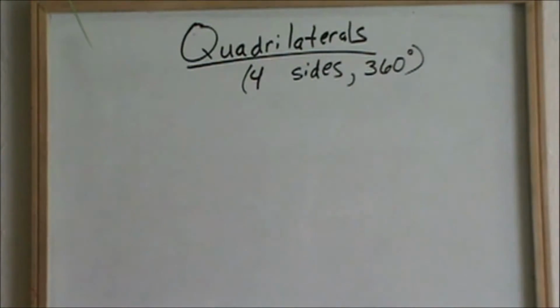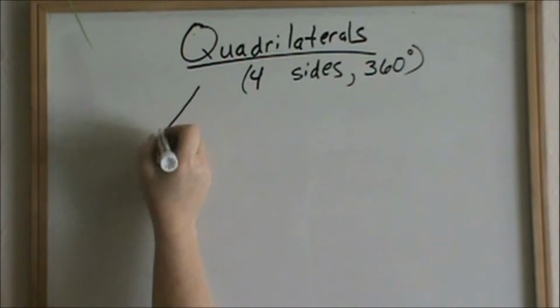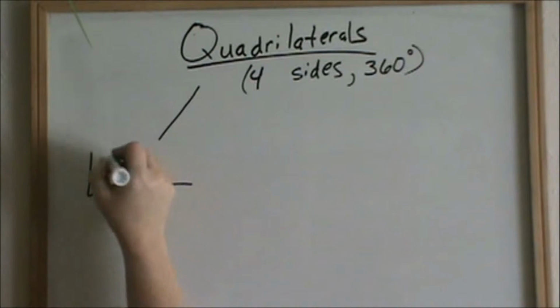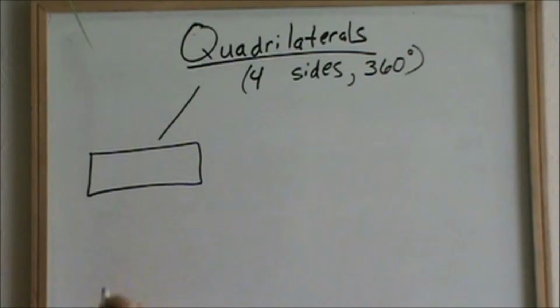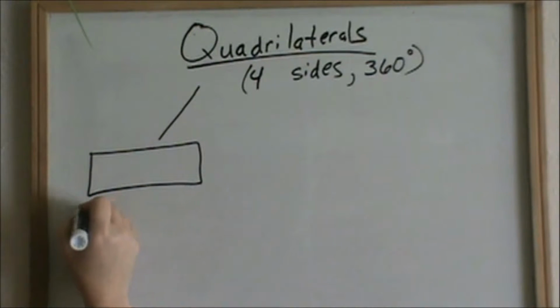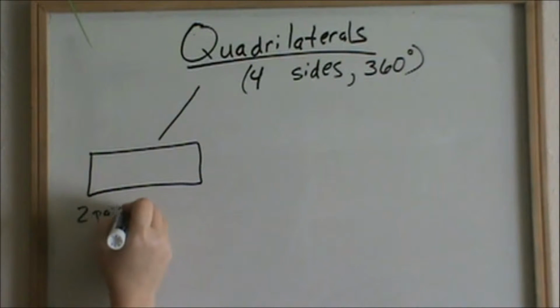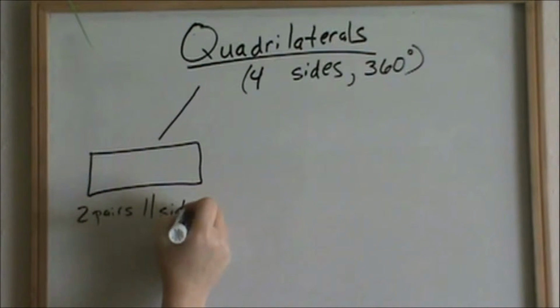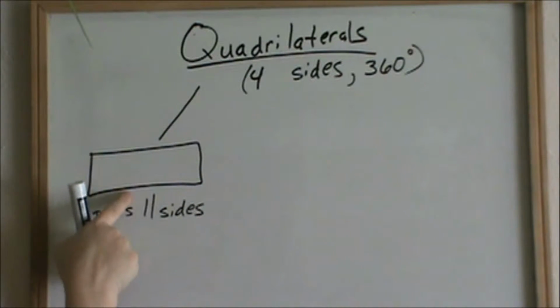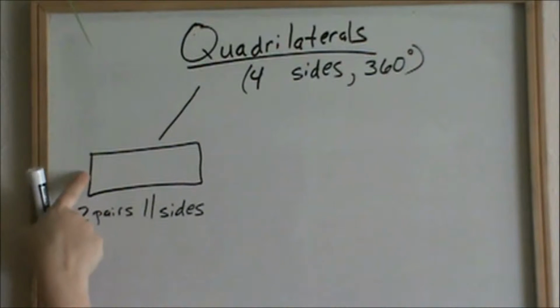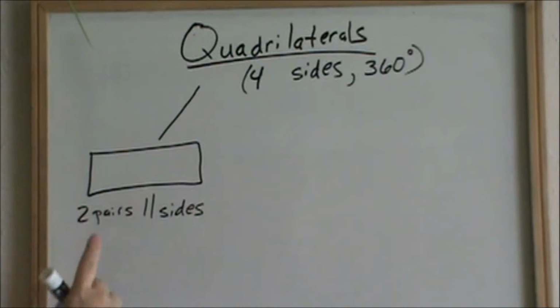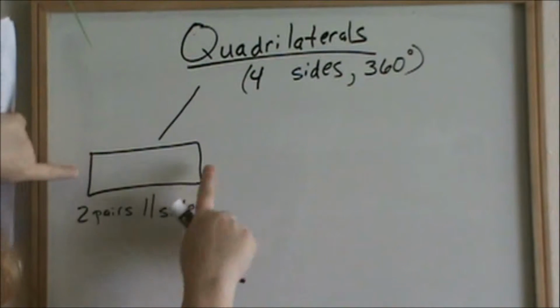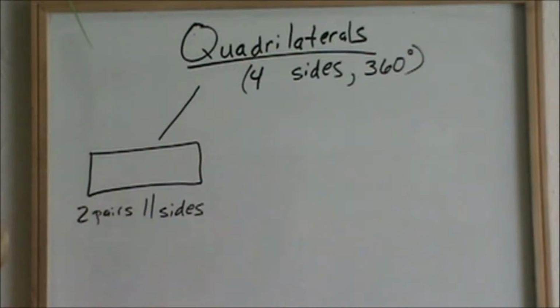So here are the different kinds of quadrilaterals that we're going to talk about. The first, you have a rectangle. To describe a rectangle, it has two pairs of parallel sides. This side and this side are parallel, this side and this side are parallel. So that's one pair, this is one pair.